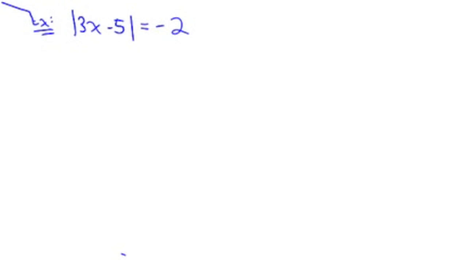Y'all have an answer? Awesome. Split it into a positive part, pull the inside out as it is. Split it into the negative part, pull the inside out as its opposite. Let's do it. It's 3x minus 5, and negative 3x plus 5. You have to change its sign.